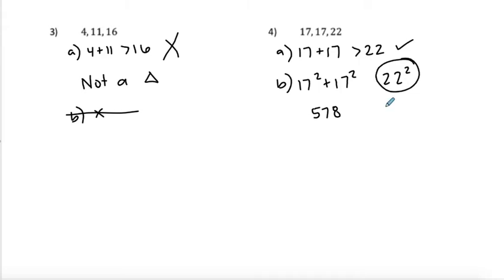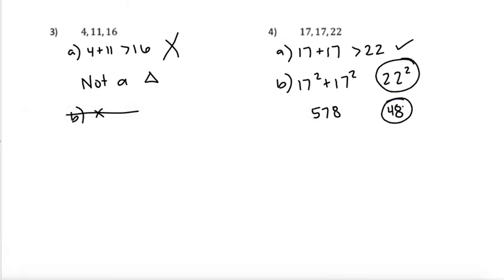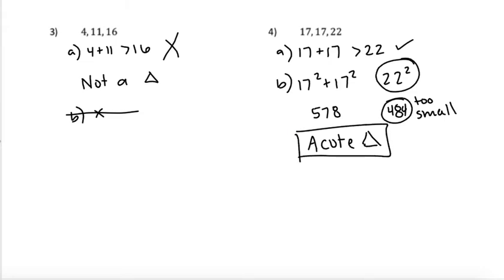And we want to compare to 22 squared, 484. Okay, so this is not just right because they didn't equal each other. In fact, this is too small, which tells us this is an acute triangle. So again, I circle this just to indicate that's what I'm comparing. I want to know, is C squared just right? It's right. If it's too small, it's acute. Too big, it's obtuse.